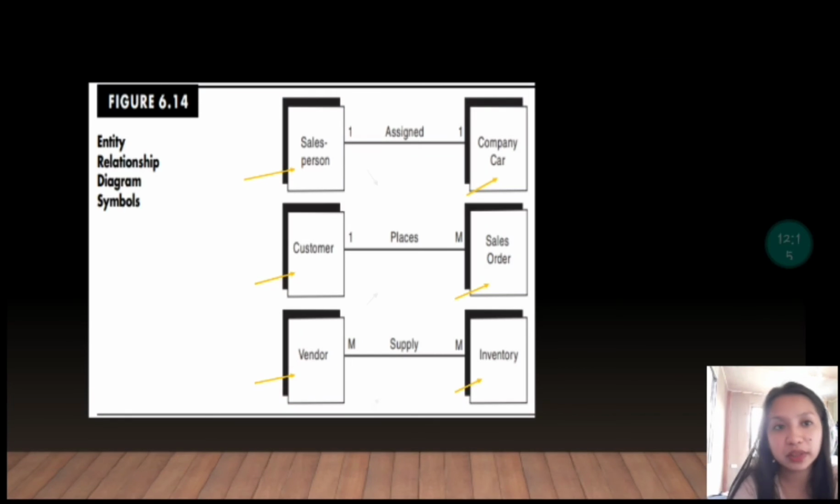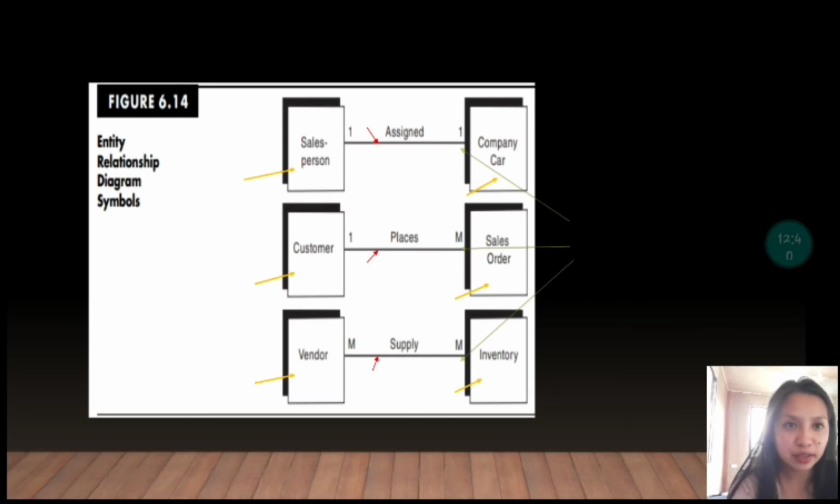Next would be the connecting line, the label connecting line, which represents the nature of the relationship between the two entities. So there are assigned, places, and supplies. So the salesperson is assigned a company car. The relationship between customer and the sales order is places. And for the vendor and inventory, the relationship is supplies.